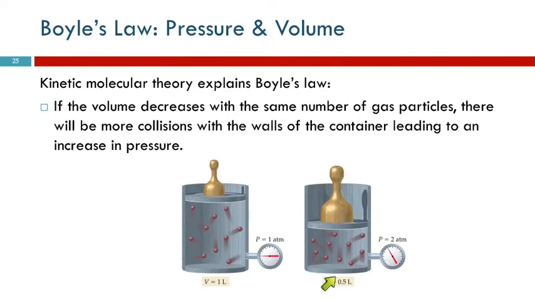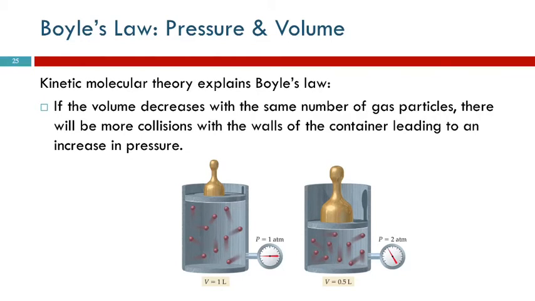So the volume has been cut in half, from 1 to half. The pressure has doubled. It's gone from 1 to 2. That's that inverse relationship. Why does it do this? We've got the same number of gas particles in both. They're moving at the same speed, but because the volume of this container is less, those particles are going to run into the walls more frequently.